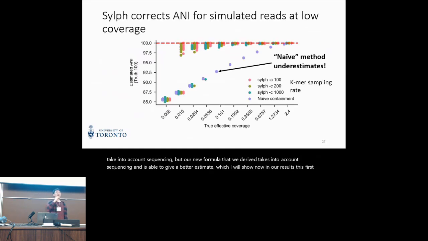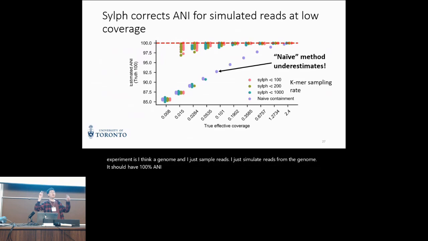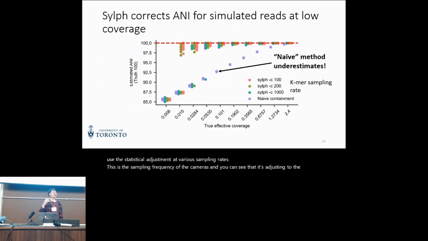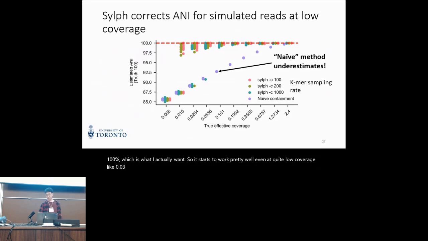This first experiment is I take a genome and I just simulate reads from the genome. My sampled metagenome should have 100% ANI, but it doesn't. You can see that there's this kind of lag, this underestimation that occurs. The purple one is using that naive containment that I talked about that doesn't take into account sequencing. But for the other ones, I use the statistical adjustment at various sampling rates. This is the sampling frequency of the k-mers. And you can see that it's adjusting to the true 100%, which is what I actually want. So it starts to work pretty well, even at quite low coverage, like 0.03X coverage.